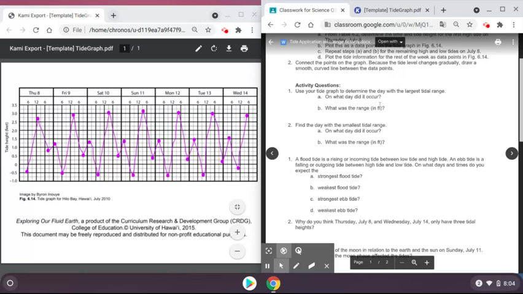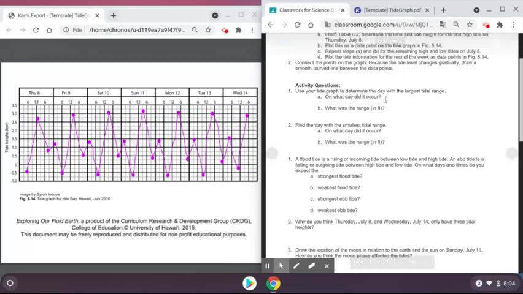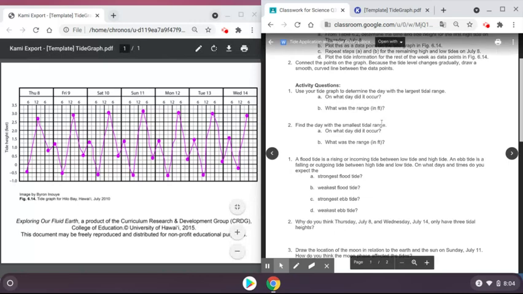So on what day did it occur? It occurred on Sunday the 11th. And then what was the range? You're going to take 3.2 and see if you can subtract to find that difference. So what is 3.2 minus negative 0.7? You need to use a calculator to do that. You are more than welcome to do so.